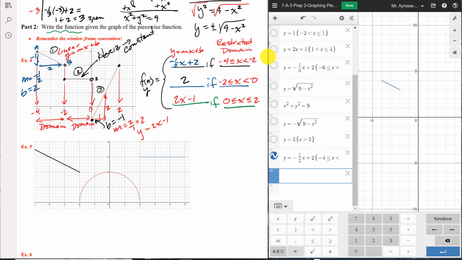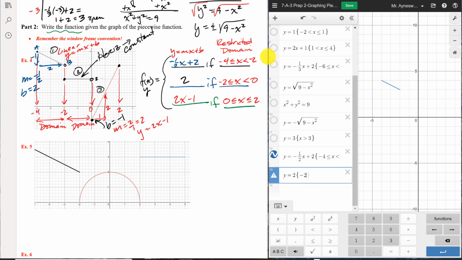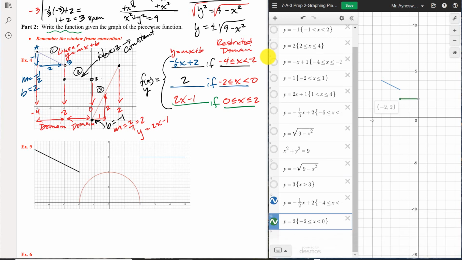Oh, I got to type in the piece number 2. So piece 2 is y equals 2. Let's check that one. Okay, y equals 2. Curly brackets to set the restrictions from negative 2 to 0. So negative 2 less than or equal to x less than 0. Okay, so if you look at Desmos, negative 2, 2, left 2, up 2, that's correct. So Desmos goes closed on the left, open on the right. Okay, so piece 2 is correct.